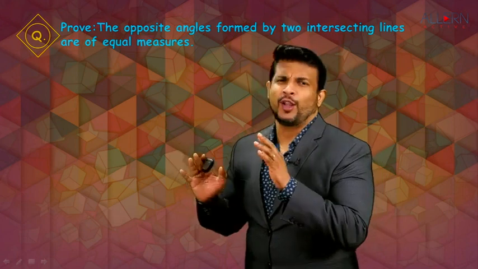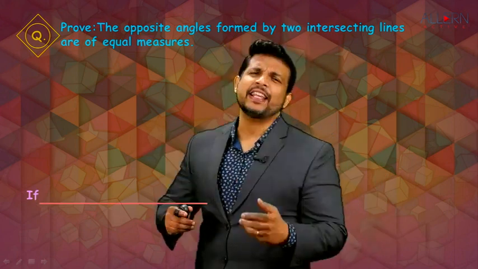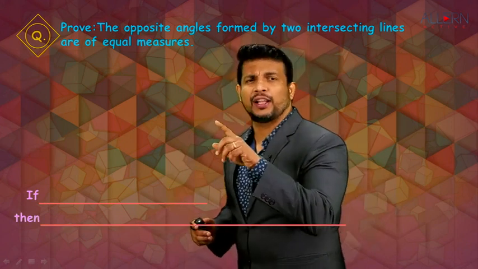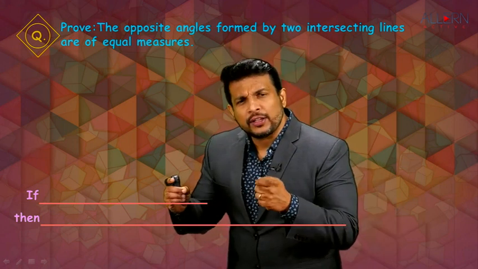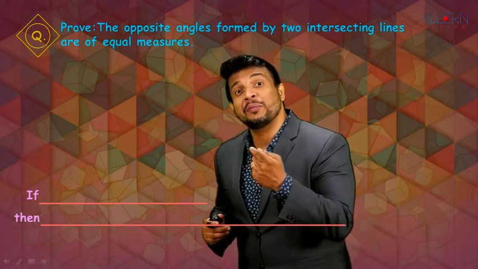But do we have it? No. Let's make it. That is only making our job very easy. So when we see this here, the statement says opposite angles formed by two intersecting lines. That means what is given to us is two intersecting lines. That is nothing but the given. In other words, that is nothing but the antecedent.